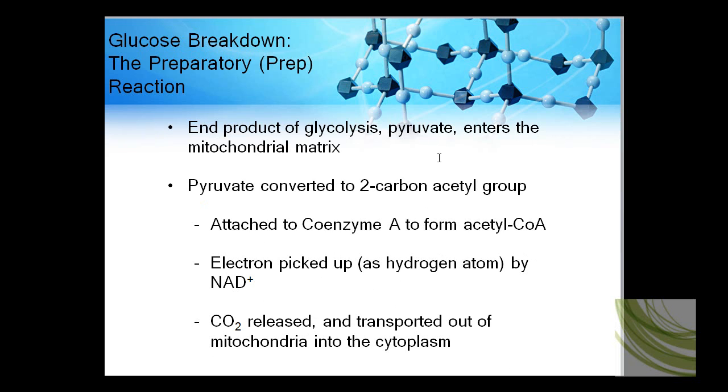Now, the end product of glycolysis is pyruvate. It enters the matrix, and it gets converted into a 2-carbon acetyl group, which we call acetyl coenzyme A. Now, in that process of being converted from pyruvate to acetyl coenzyme A, you will sometimes generate some NADH. And you'll release a little carbon dioxide, which you'll breathe out through your respiratory system.